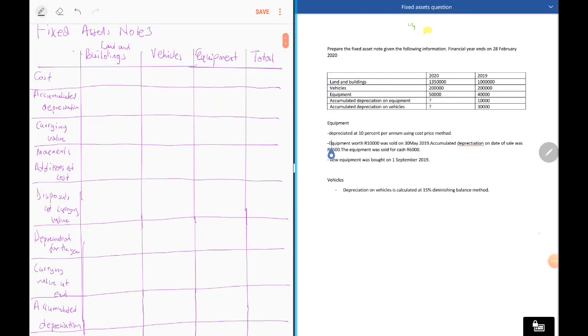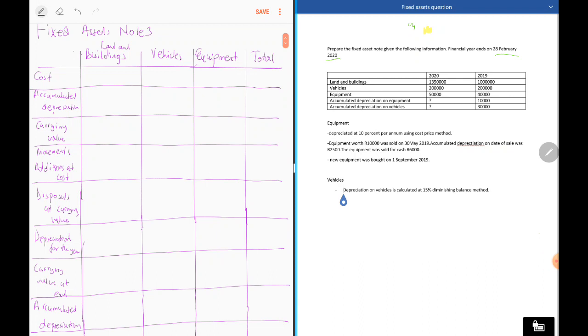In this video we'll be doing a fixed asset question, right? It also includes fixed asset disposal, but you did this in grade 11. It's just a revision because the examiners like to test on it. Fine. So remember, for the fixed asset note, we are asked to prepare a fixed asset note given the full information for which the financial year ends 28 February 2020.